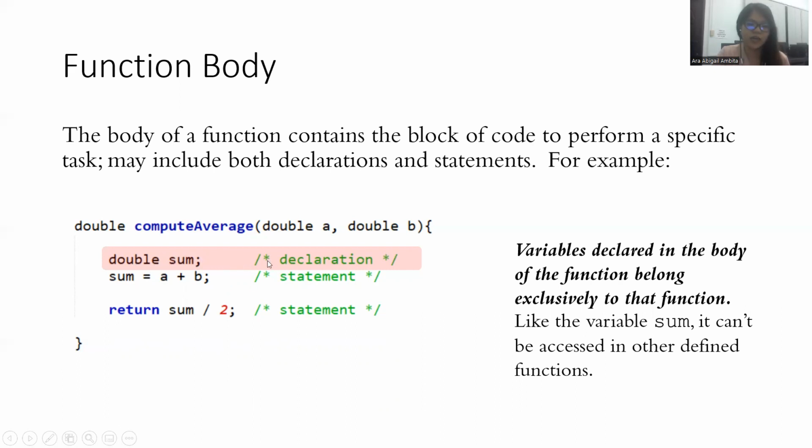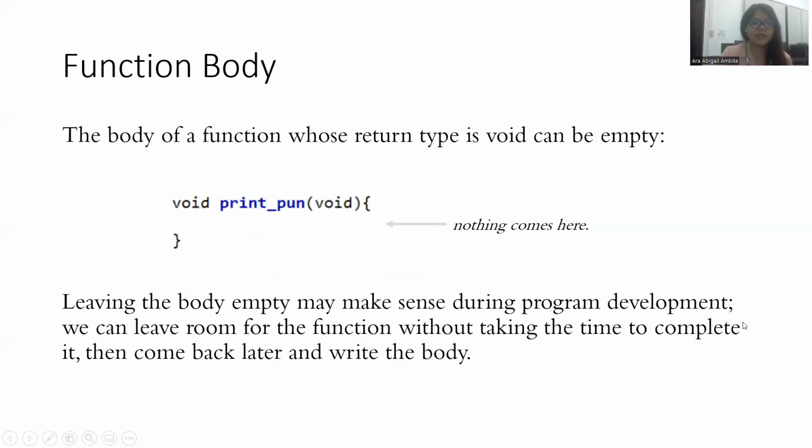Also, the body of a function whose return type is void can be empty. For example, here we have the return type void for your print function, also having a void argument. Leaving the body empty may make sense during program development. We can leave room for a function without taking the time to complete it, then just come back later and write the body.